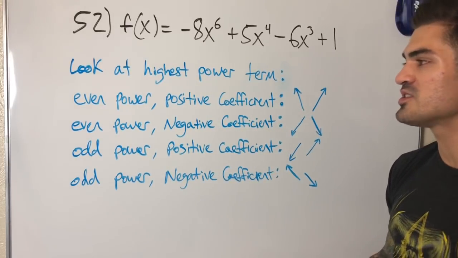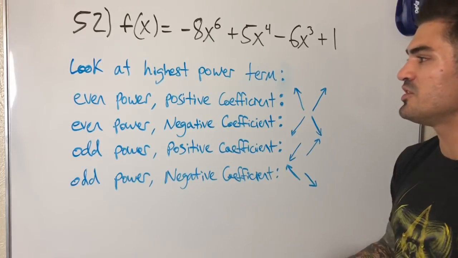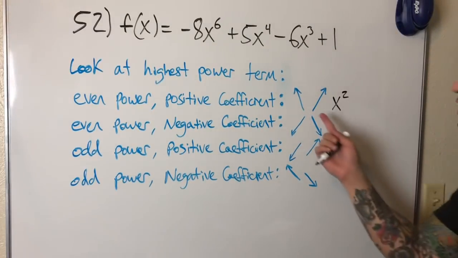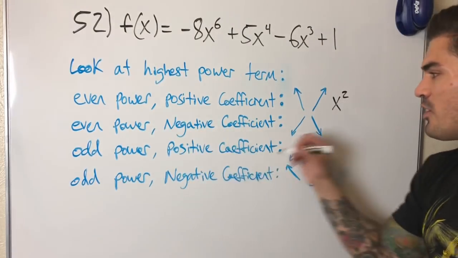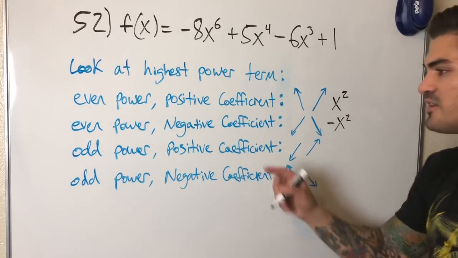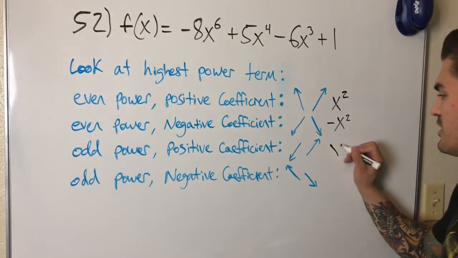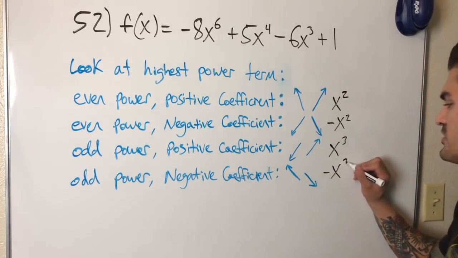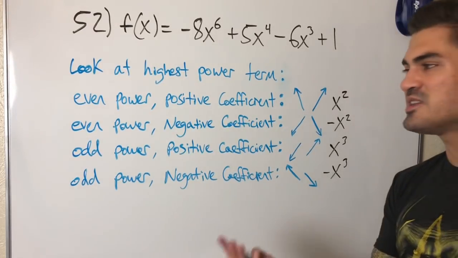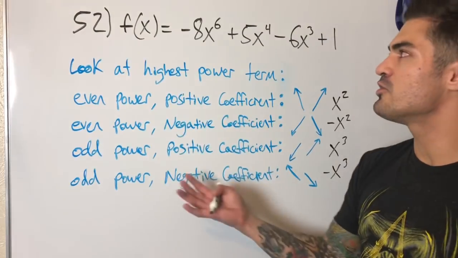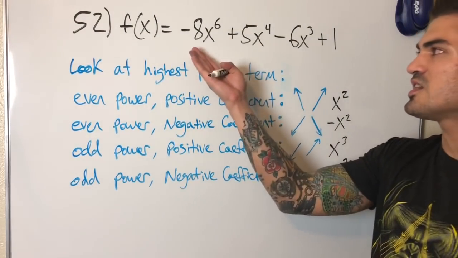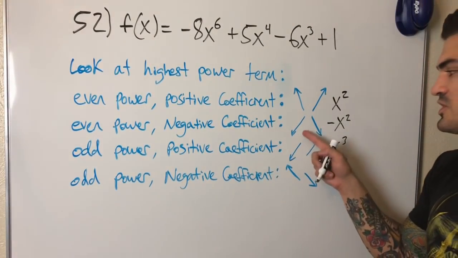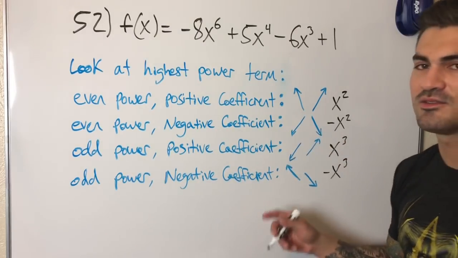And how I personally remember these is I just think of the basic functions, really. Even power, positive coefficient, I think of something like x squared, how it looks like a parabola and it opens up just like this. For this one, even power negative, I think of negative x squared, how it opens down like this. Odd power, positive coefficient, I think of x cubed, just the most basic thing I can think of that looks like this, right? And then for this one, obviously, negative x cubed. So that's how I remember. I just remember what these basic parent functions look like, and I'm able to remember how to determine the end behavior. But for this example, clearly we have an even power and a negative coefficient. So we're in this falls left, falls right case.